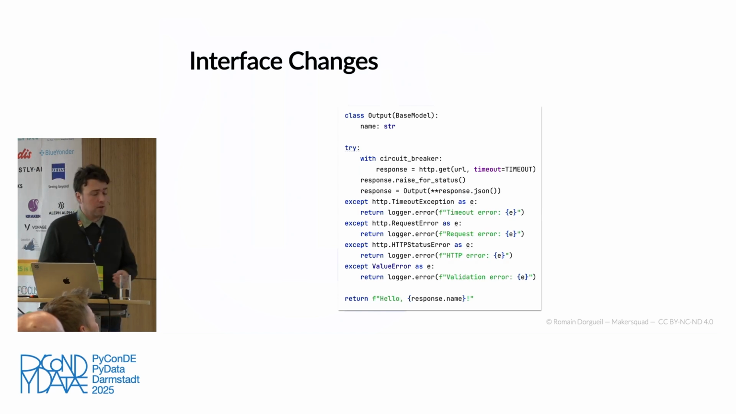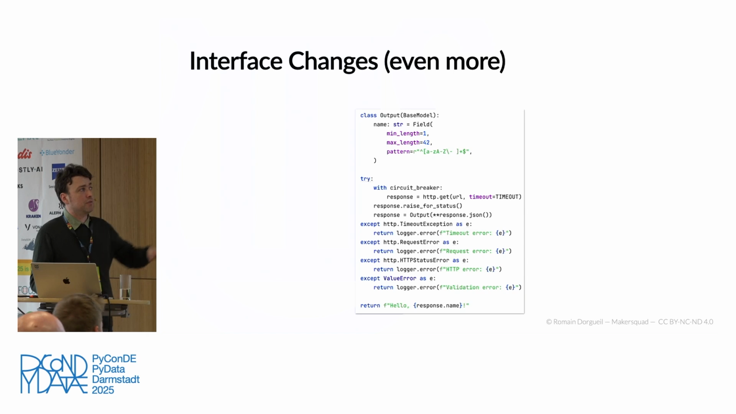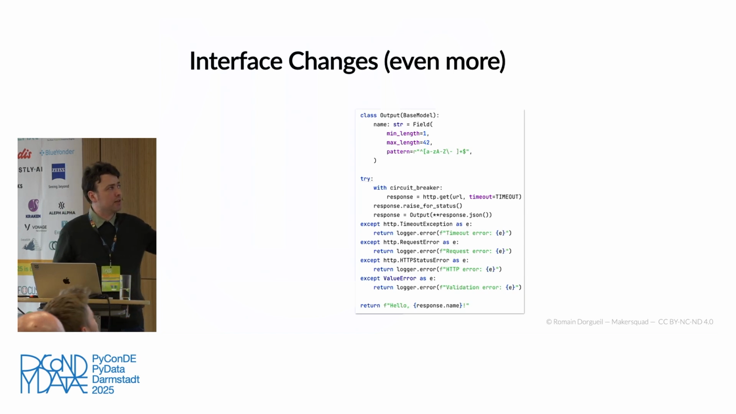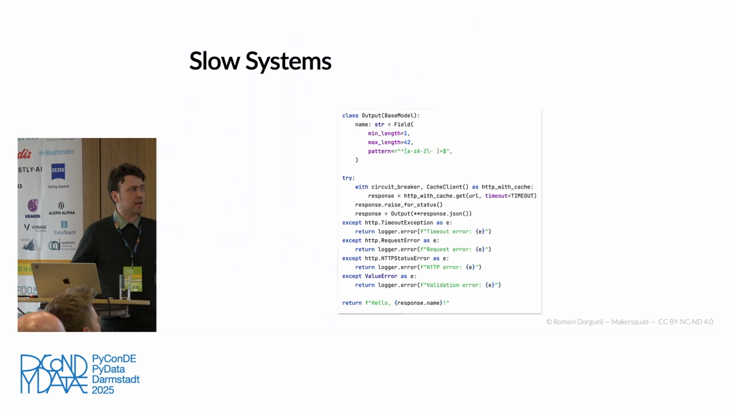Everything works as expected, except that the data is not formatted like you wanted. So I added some pydantic validation. And maybe this pydantic validation needs to validate more than just that it's a string. Maybe a zero length name is not really good. And you have slow systems, so maybe you will add a cache system.